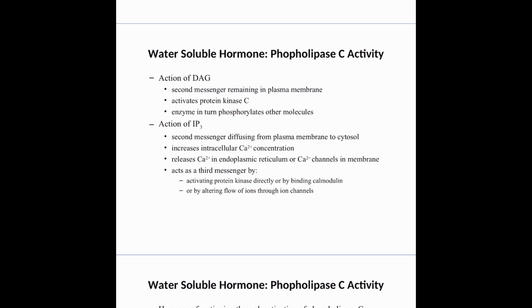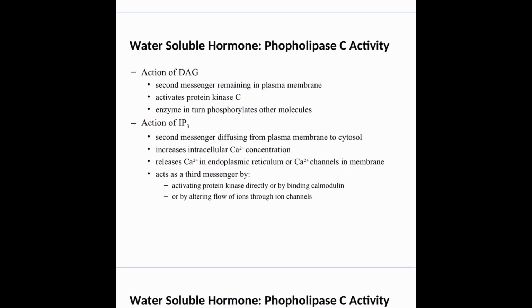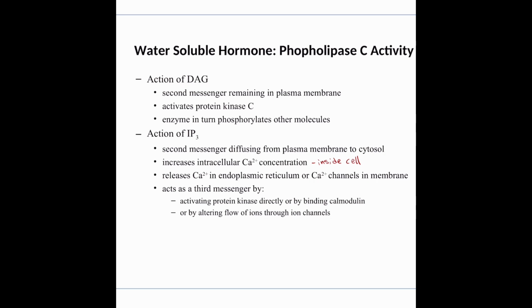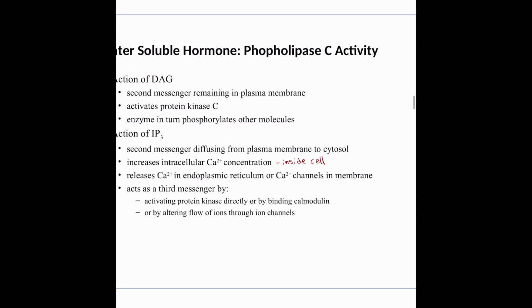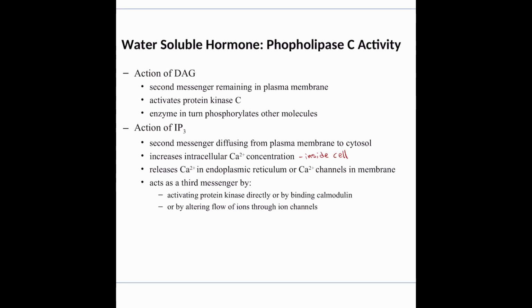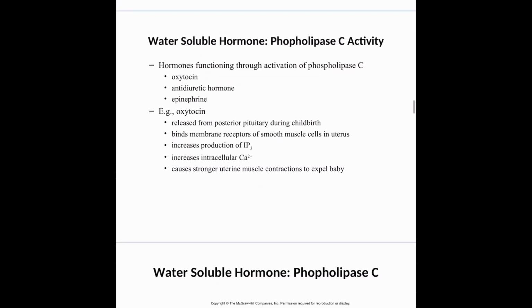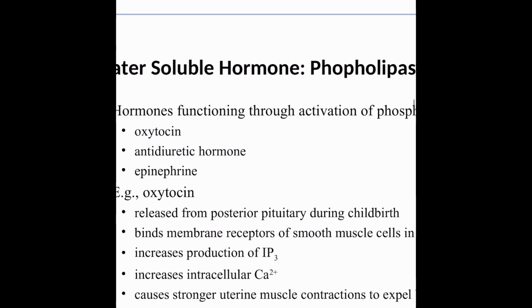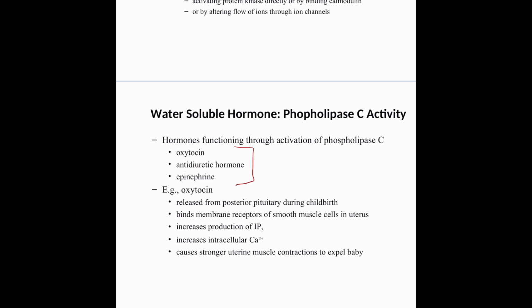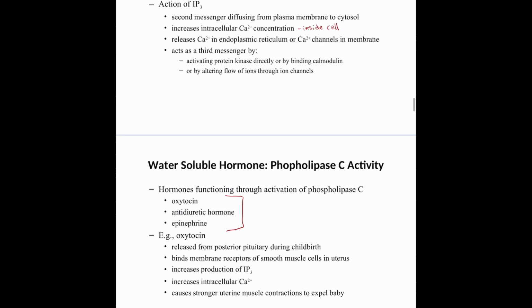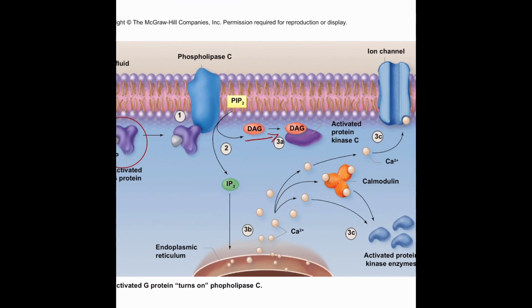will increase intracellular calcium ion concentration, intracellular being inside the cell. And then it releases calcium ions from the endoplasmic reticulum or calcium channels in the membrane. So it acts as a third messenger by activating protein kinase directly or by binding calmodulin, altering the flow of ions through ion channels. So these are the hormones that function through this phospholipase activity, right? Glucagon, ADH, and epinephrine use the adenylyl cyclase activity. This uses phospholipase C, so you're increasing the calcium levels here, right?